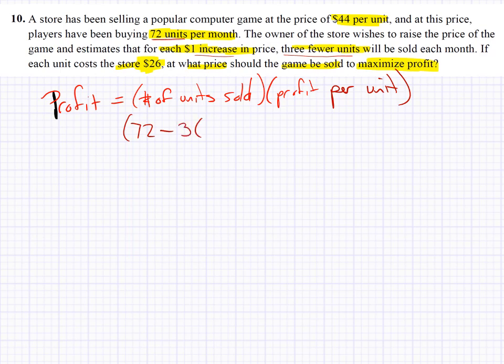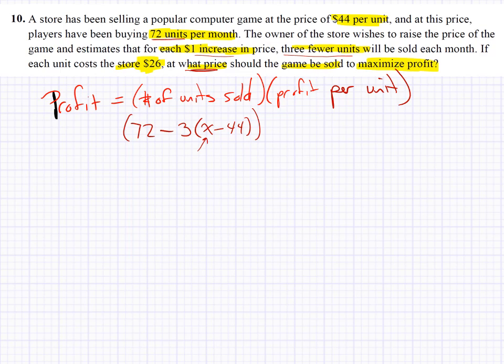So there's going to be 3 less per increase over the 44, right? But we don't know how much we're going to increase it. That's the thing. We want to figure out what price we should work with. So if we take the price that we're going to think about selling it for, minus what we originally were selling it for, that whole thing will tell us the increase. So for every time we go up by a dollar, we get 3 less. Let's say we don't go up by any dollars. We can figure out what it would be.